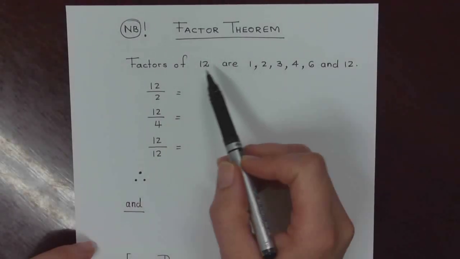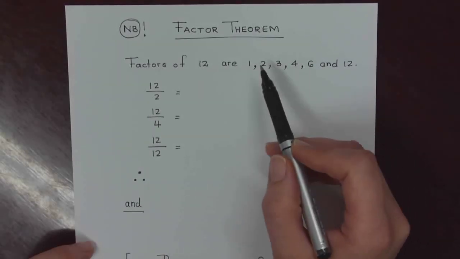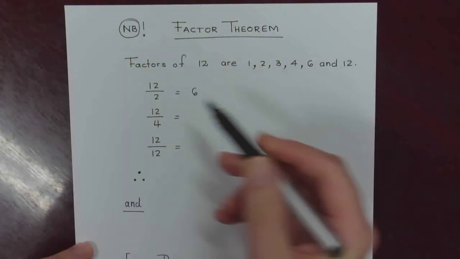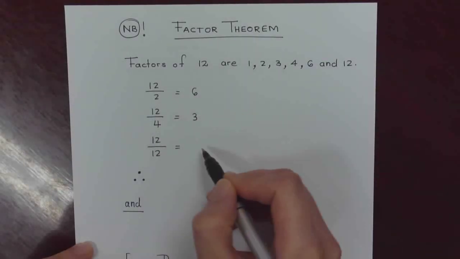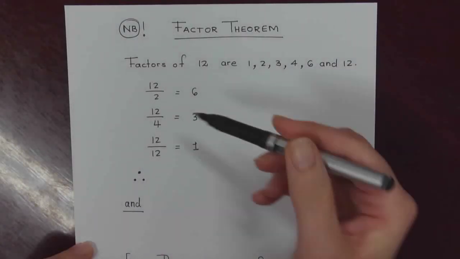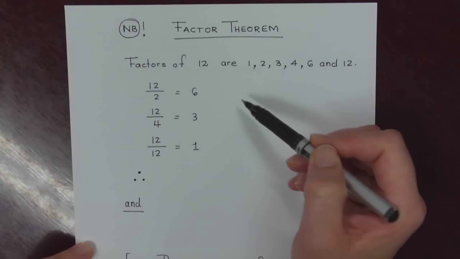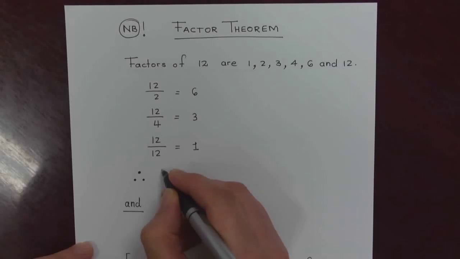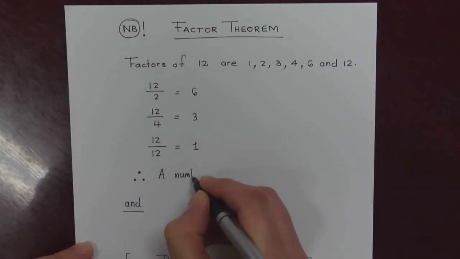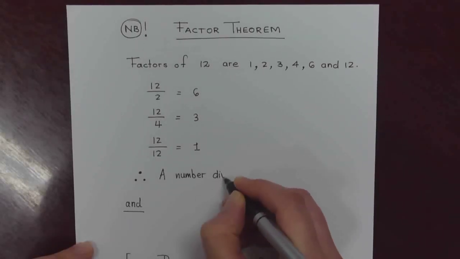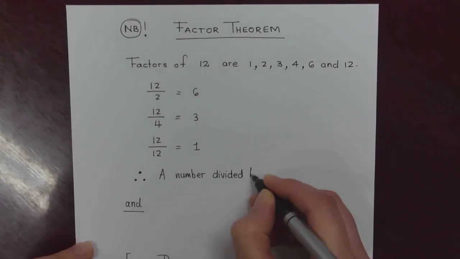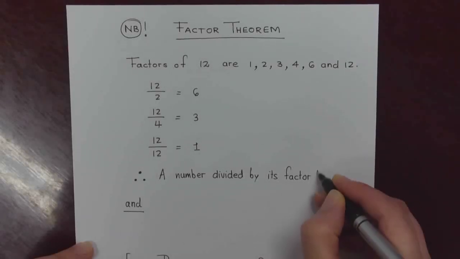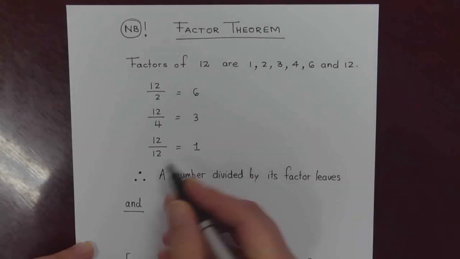If I look at the factors of a number 12, then I know the factors of the number 12 are 1, 2, 3, 4, 6, and 12. Because 12 divided by 2 is 6, 12 divided by 4 is 3, 12 divided by 12 is 1. So therefore, if I divide a number by its factor, the remainder is 0. So let's write that down. A number divided by its factor leaves a remainder of 0.